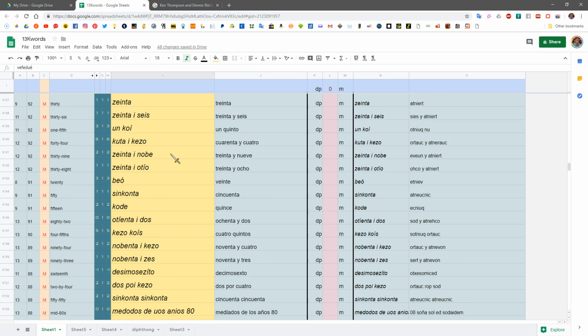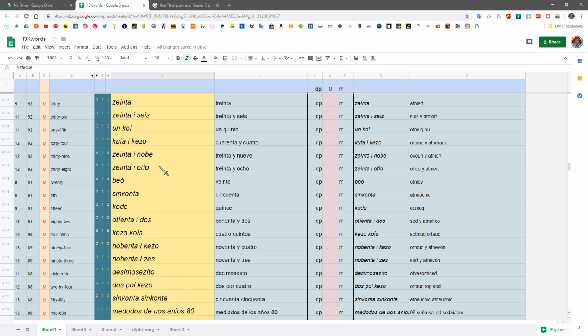Let's see. Zenta for 20. Cuta y queso. 40 is cuta. Cuta y queso is 44. 1/5 is un coin. That'd be like a quart, but in 5 parts. Interesting. That could be something I could work into, like a more logical numbering system.